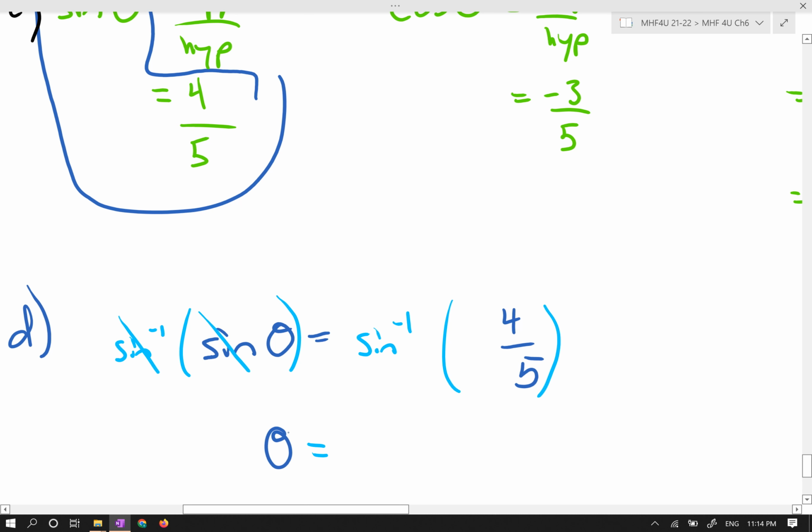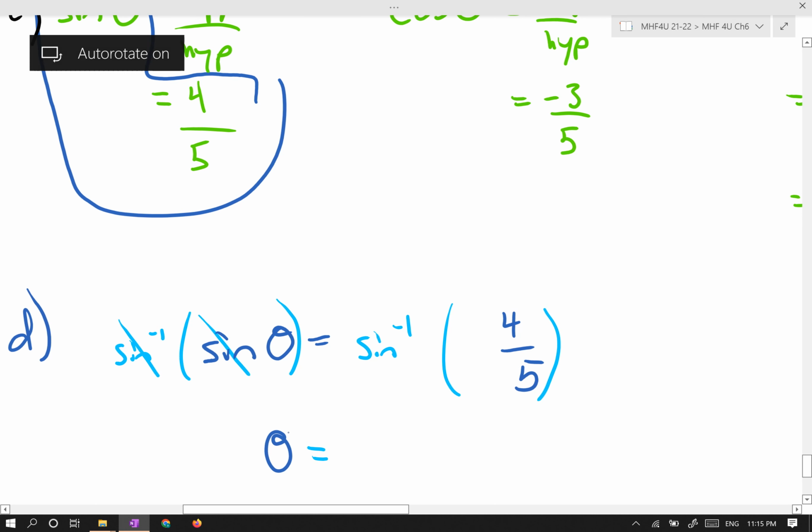You'll need to make sure your calculator is working in radians at this point. Is it going to come up with a ratio in terms of pi? No, it's not, and that's okay. So we'll put the inverse sine of 4/5 into our calculators, and we get 0.927 radians.